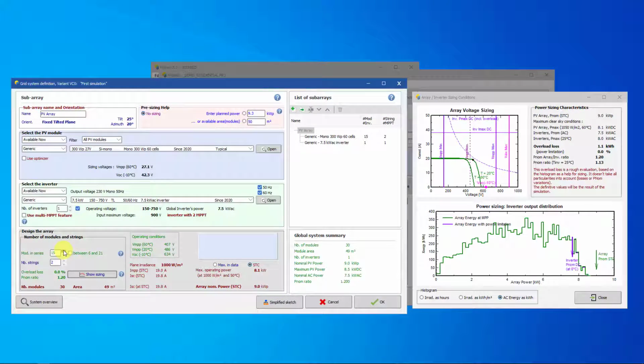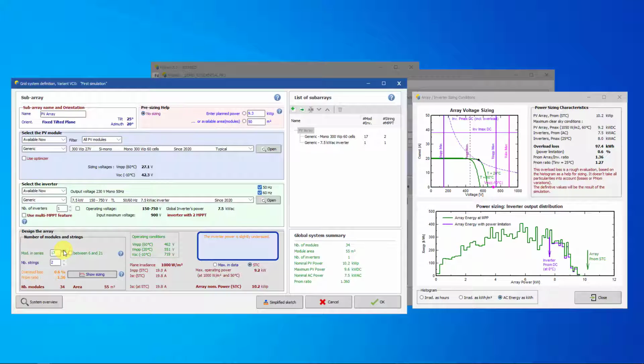As you change the number of modules in series, pay attention to the messages in the blue box. Orange messages are warnings that the system isn't optimized. Red messages are errors in the design, and this will stop you from being able to perform a simulation.